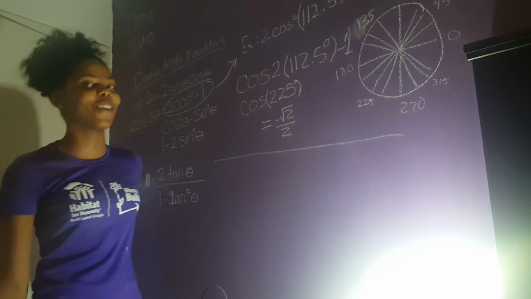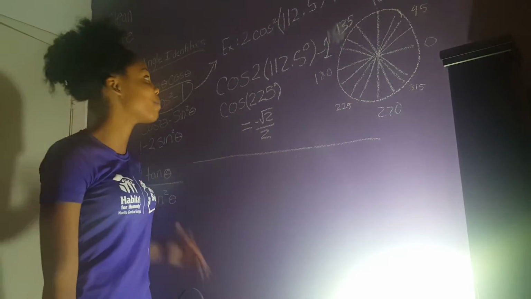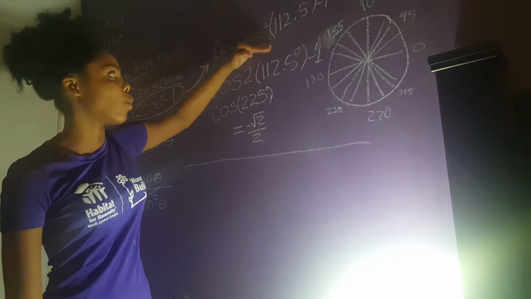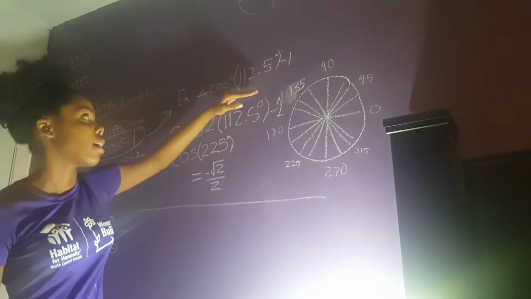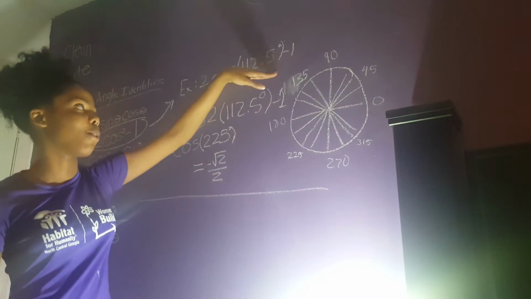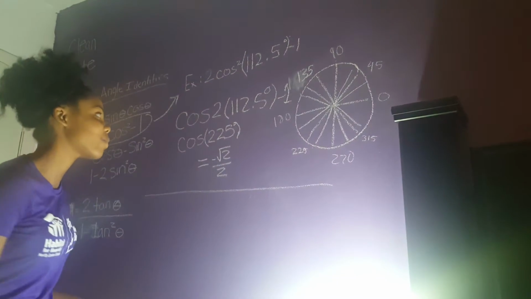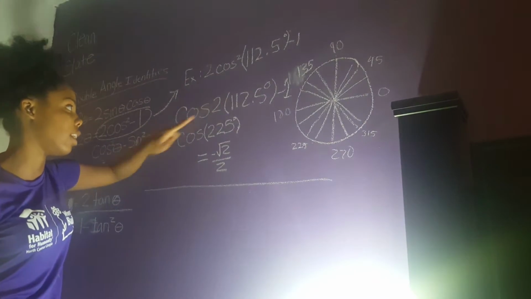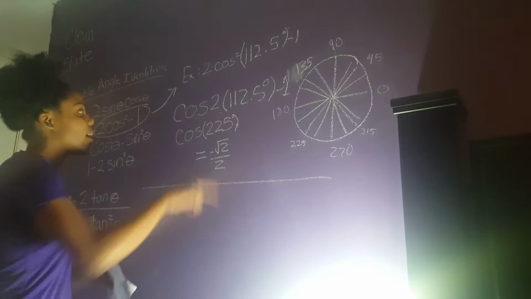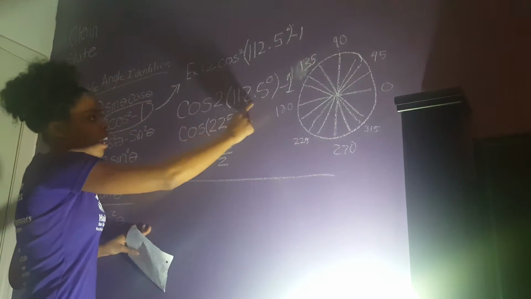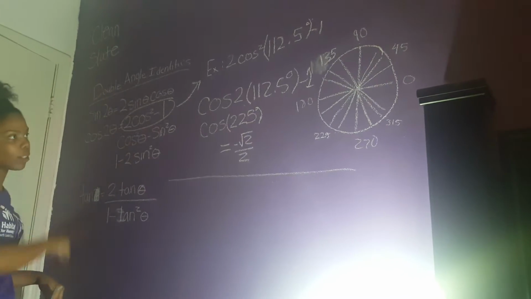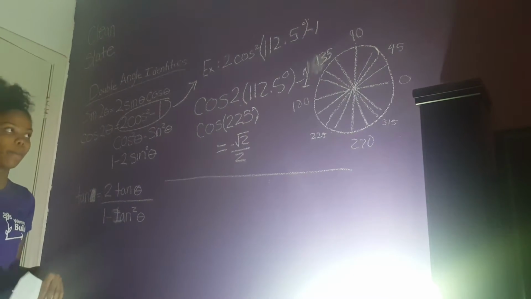So we're going to move on over to our problem. First, we're going to start with our problem: 2 cosine squared of 112.5 degrees minus 1. First thing you're going to do is find the right identity that matches this. Cosine squared of the angle minus 1 is the same identity from cosine squared theta, so we know it's going to be a cosine double angle.